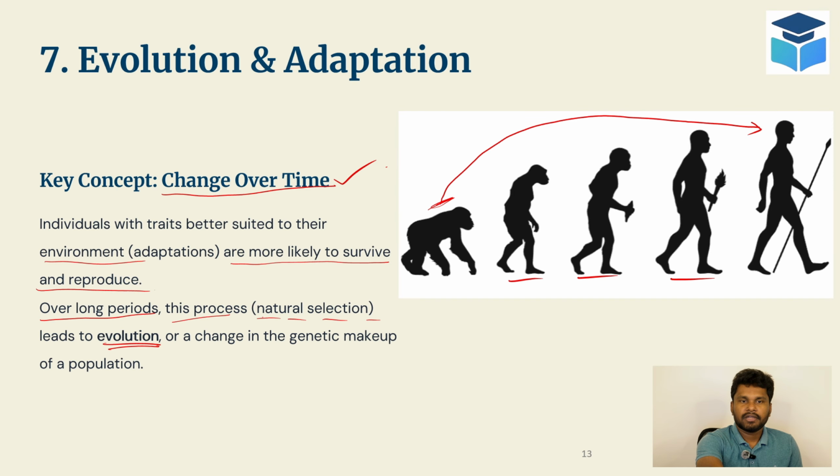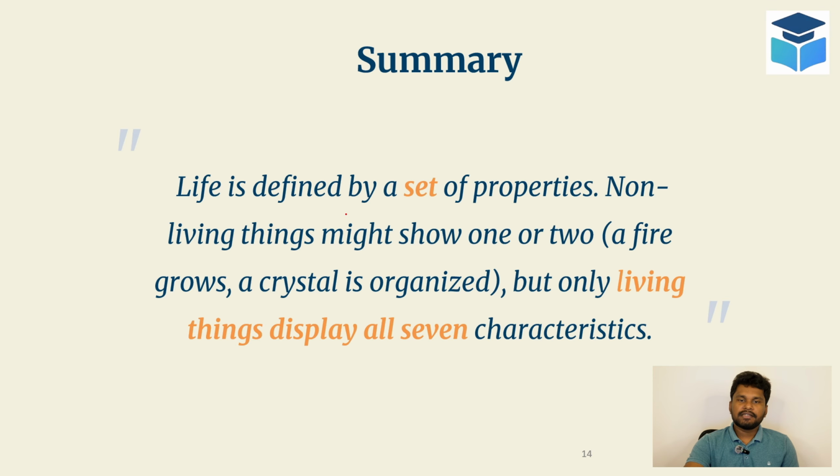Next, summary. Life is defined as a set of properties. If you have to say something is living, it should have different properties. Non-living things might show any of these properties, maybe one or two, but they can't show all the 7 properties that we have discussed here. This is a very important thing you have to keep in mind. If you see a non-living thing growing, don't think that it's a living organism. It should show all the 7 characteristics that we have discussed till now.